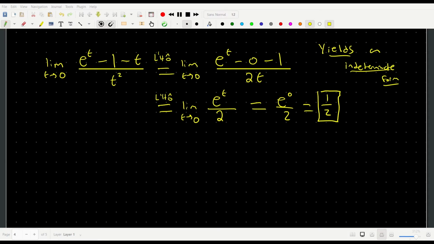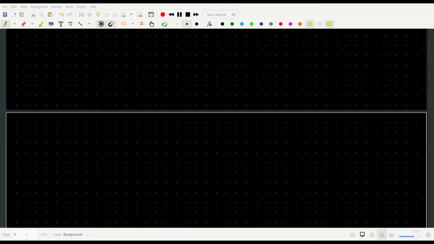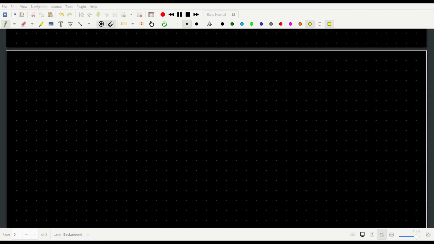At this point in the lecture, I want to make an important note. We can also apply L'Hopital's rule to limits at infinity, as well as just limits to any finite x value.